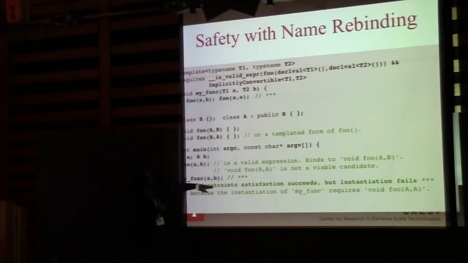all that constraint satisfaction is concerned with is whether this function is actually valid, and also if B is convertible to A, which is the case. But instantiation fails because in order to instantiate foo of A there, we have two equally viable declarations. We really need things like that to be captured by the concept system. And as of now, it's not.